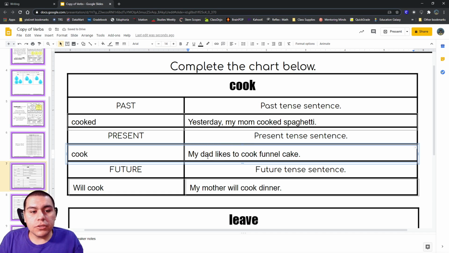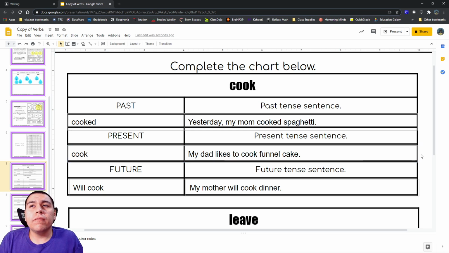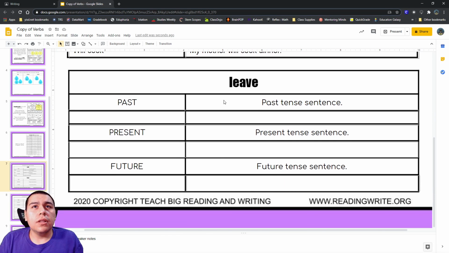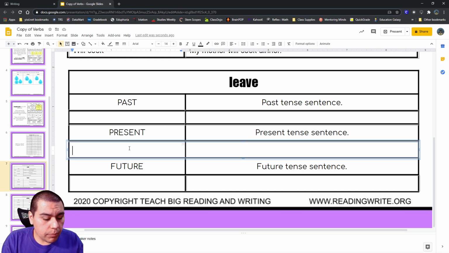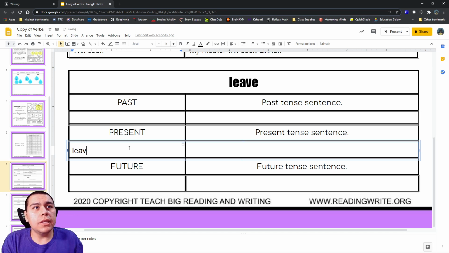The work that we finished earlier, Ezekiel? Yes, you turned it in. Okay, so we have the first chart filled out. We have our past tense, our present tense, and our future tense. We also have sentences to go along with them. The second chart, leave, remember this is an irregular verb. So I know what the present tense is. I know it's leave.